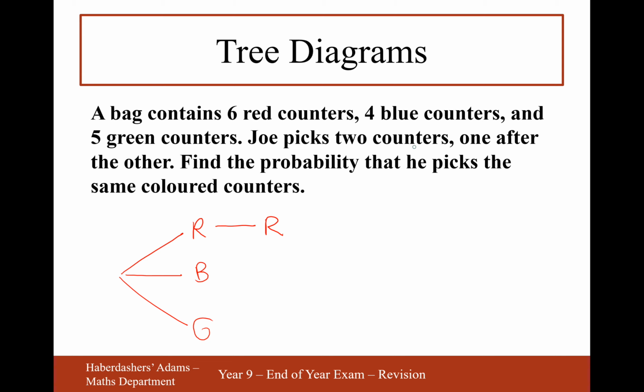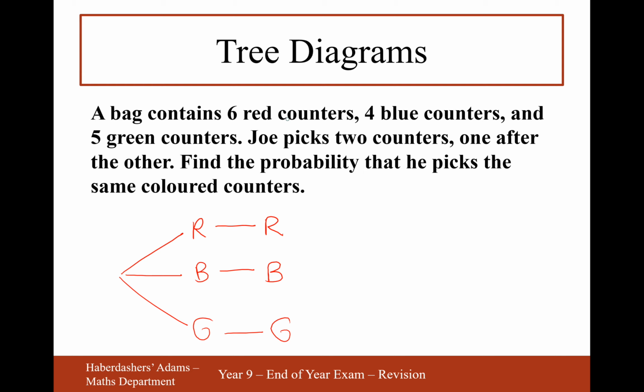And then it's 2 counters, isn't it? And then after blue, him picking another blue. And after green, him picking another green. There are more options on this tree diagram if you want to draw the full thing, but these are the only branches that I'm interested in to find the actual answer to this question.